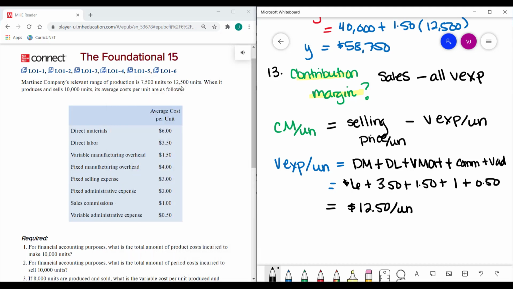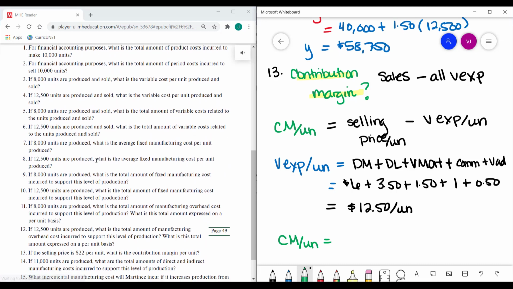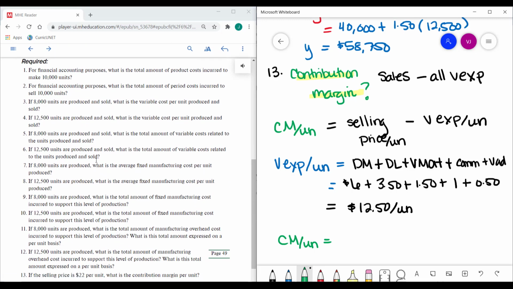So that's the variable costs per unit, all the variable costs, whether they're period or product. So what is the contribution margin per unit here, if the selling price is $22? Well, this contribution margin per unit is selling price per unit, which they tell us is $22, minus all of your variable costs per unit, which comes out to a total of $12.50 per unit.